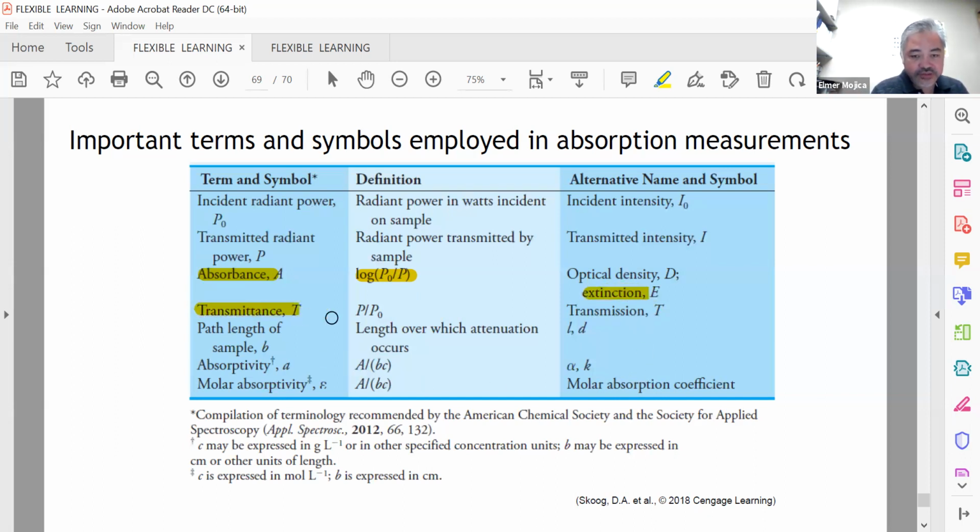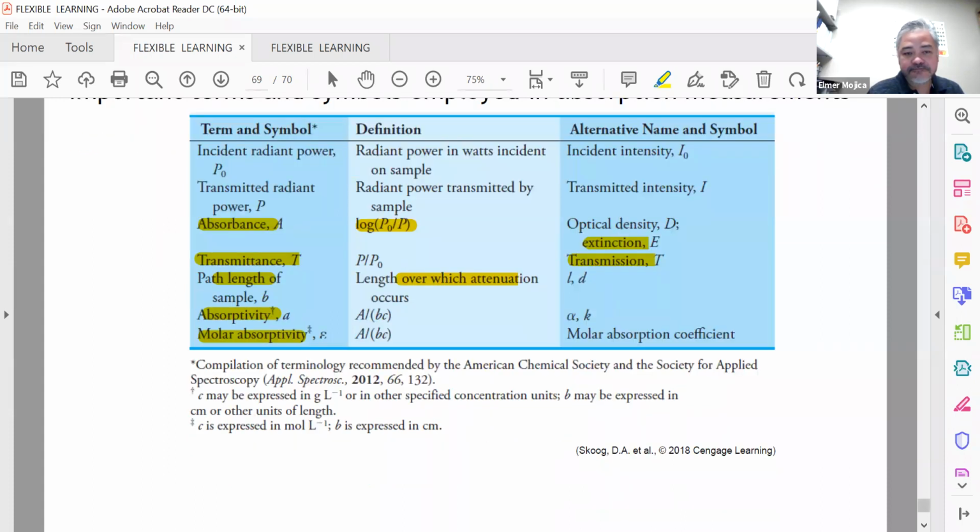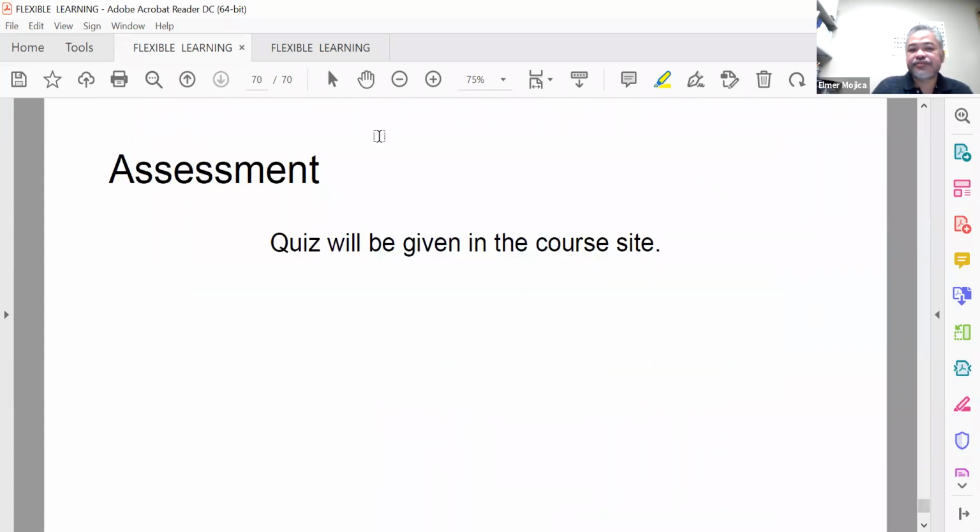You can have the transmittance, which is just the transmitted radiant power over the incident radiant power. Okay, it could be called transmission. You can have the path length of the sample, the length over which attenuation occurs. You can have absorptivity or molar absorptivity. Okay, so that ends this module.